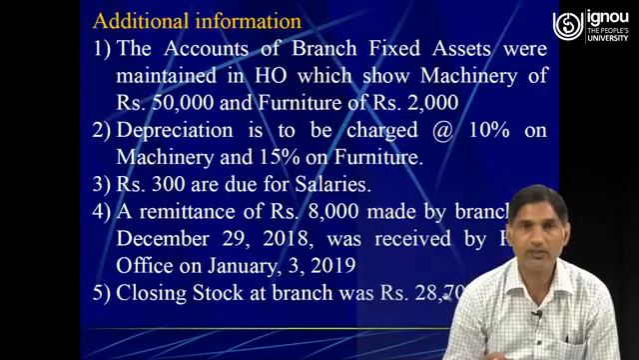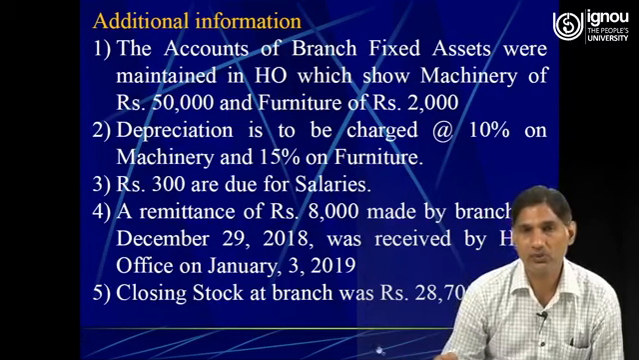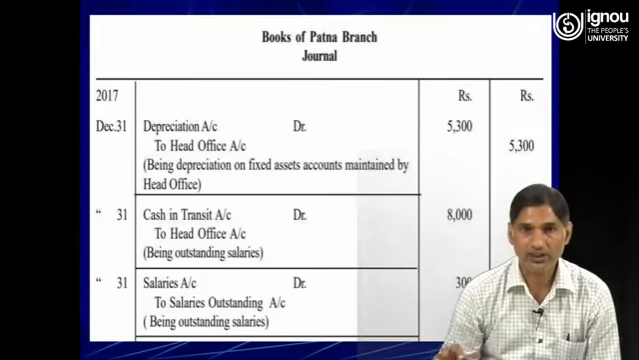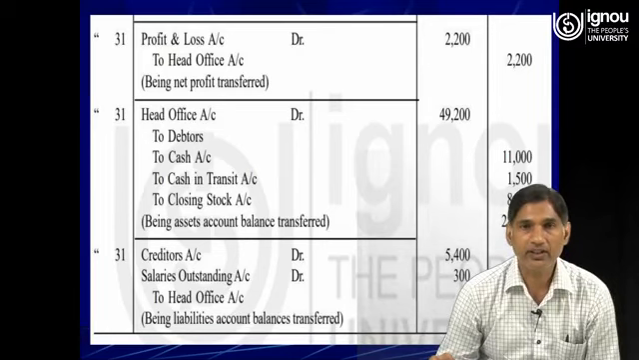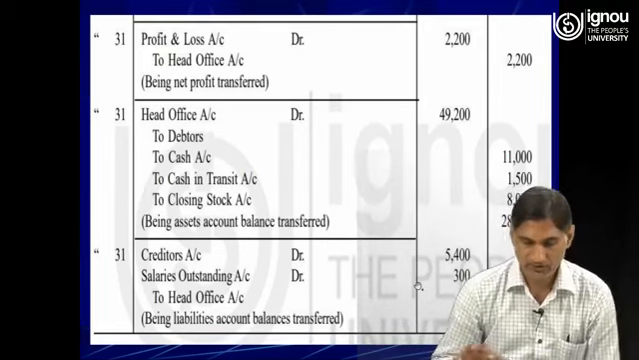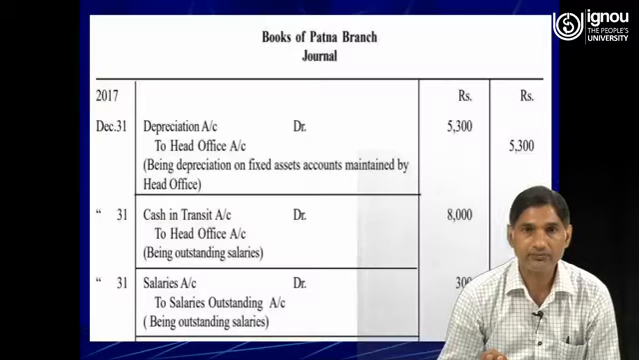It's very simple. Then the next one is closing stock at branch was rupees 28,700. So for this asset closing stock 28,700, the journal entry is very simple. Closing stock at branch was 28,700.